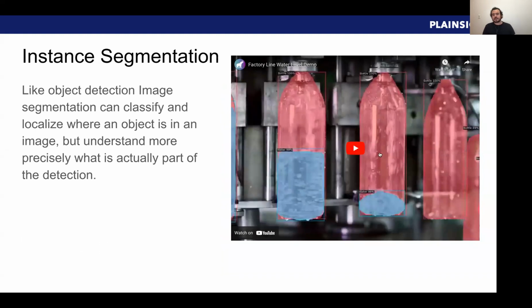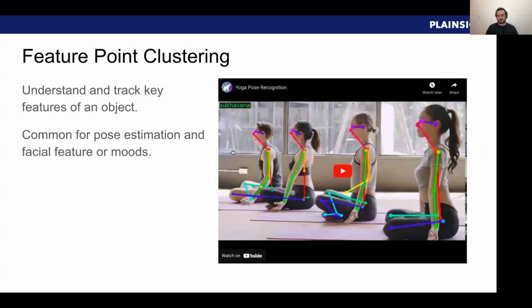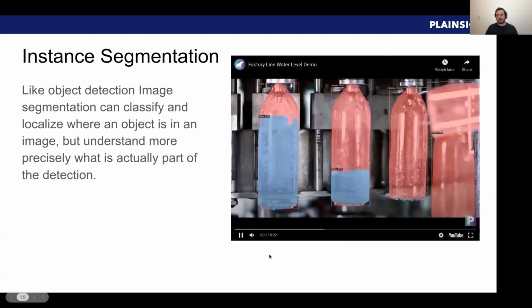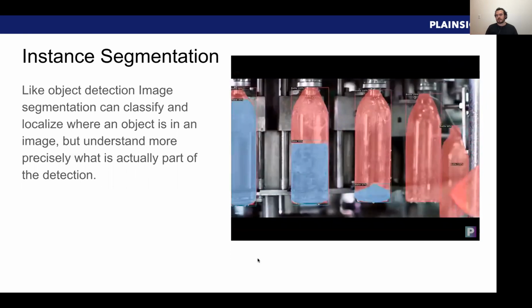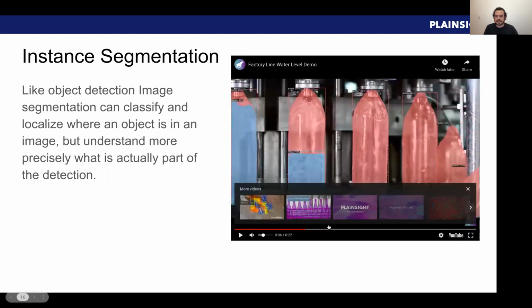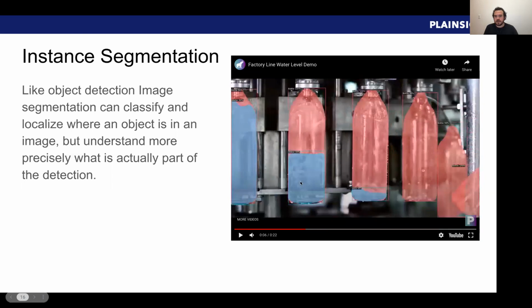And then instance segmentation. Some people are asking about this and are excited to learn how to work more in it. Again, it's similar to object detection. It can detect, classify, and localize where the objects are, but it can also provide estimates of exactly where those pixels are. Here we can see it's detecting bottles and coloring them red, and then detecting water and coloring it blue, and not just bounding boxes, but actually precisely where those pixels are.